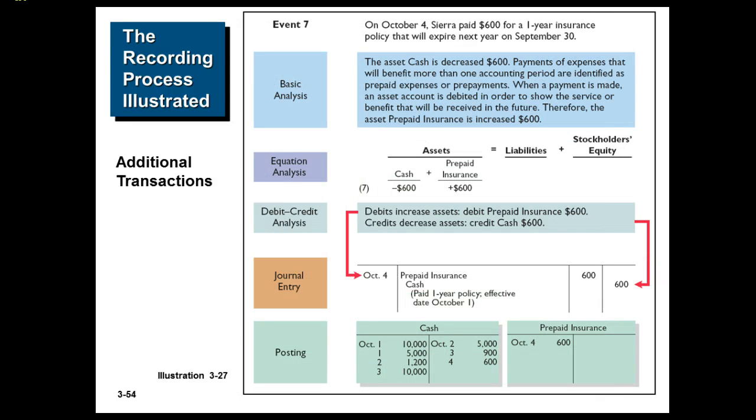The same is true as we look at this next transaction where Sierra paid $600 for a one-year insurance policy. Cash is reduced, and the prepaid insurance, since we've not used it up yet, is an asset. And so on one hand we're reducing one asset, cash, and we're increasing another asset called prepaid insurance. Our journal entry will always show our debit first, our prepaid insurance, and then our cash is being credited.